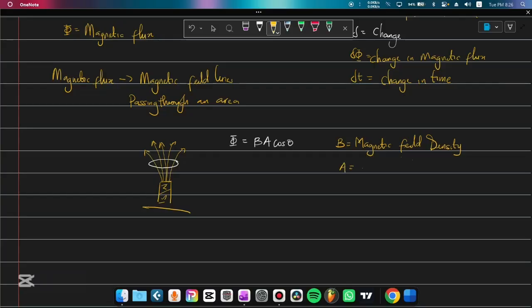What is A? A is the area of the coil. And cos theta is the cosine of the angle. Pay attention to this very carefully. The angle between the normal to the coil. If you didn't do further maths in secondary school, don't worry, I got you covered. The normal to the coil and the magnetic field.